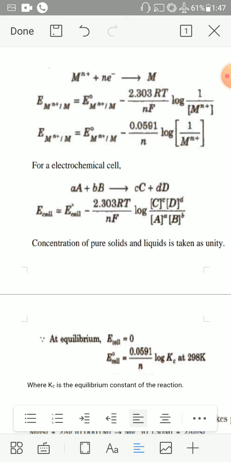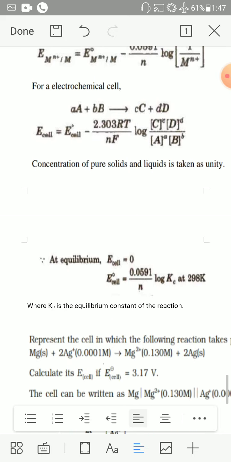And here one point you have to remember: the concentration of pure solid and liquid is taken as unity, that is 1. If in any cell reaction solid or liquid reactants or products are there, then you have to use the concentration of solid and liquid as 1. And at equilibrium you have to remember, the cell potential, that is E cell, is always 0.